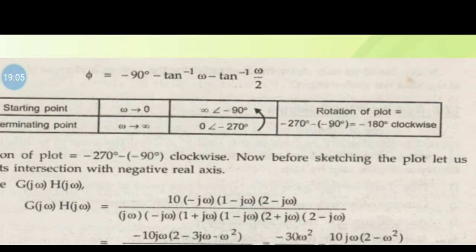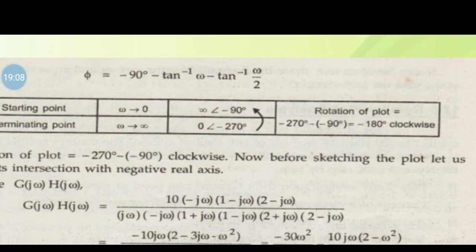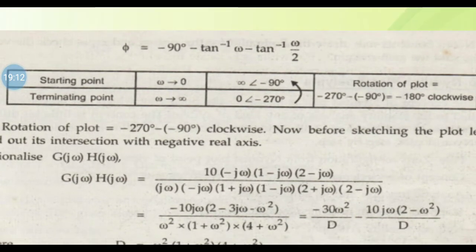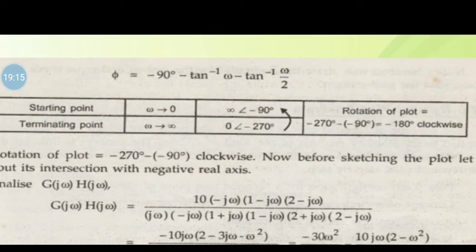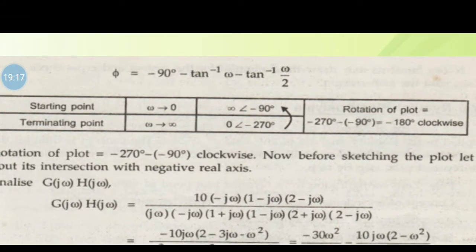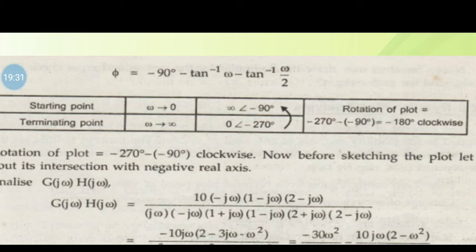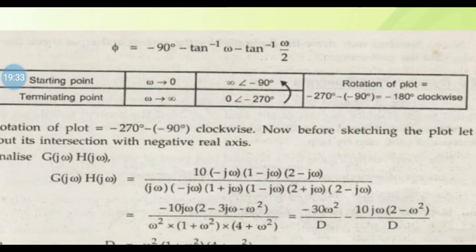Minus 90 degrees minus tan inverse omega minus tan inverse omega by 2. Okay, so starting point omega 0. Substitute omega 0 and find the magnitude and angle from the equations. When omega is 0, magnitude is infinity because it is 1 by omega. So magnitude is infinity. Angle will be equal to minus 90 degrees. Substitute omega 0 here, so it will be minus 90 degrees.